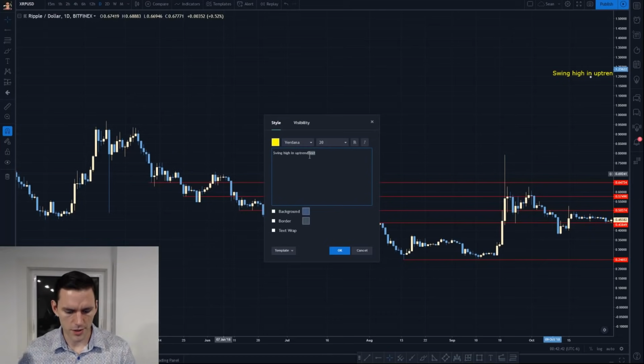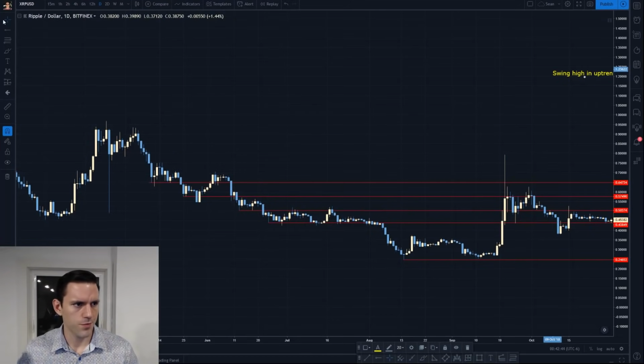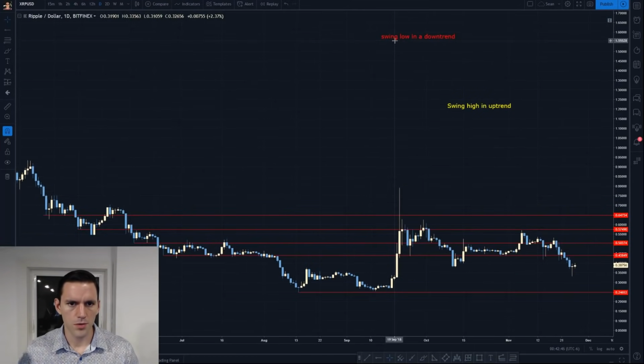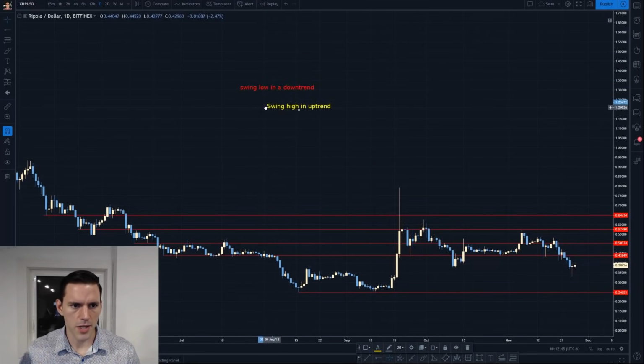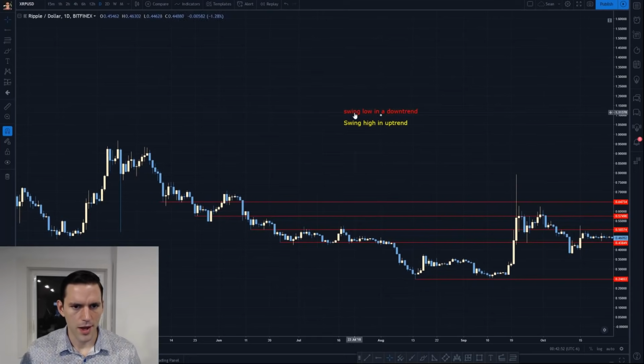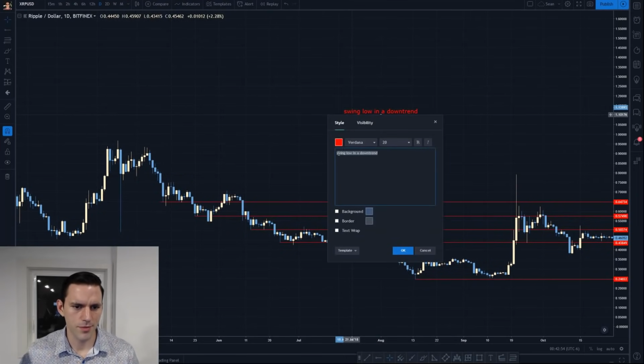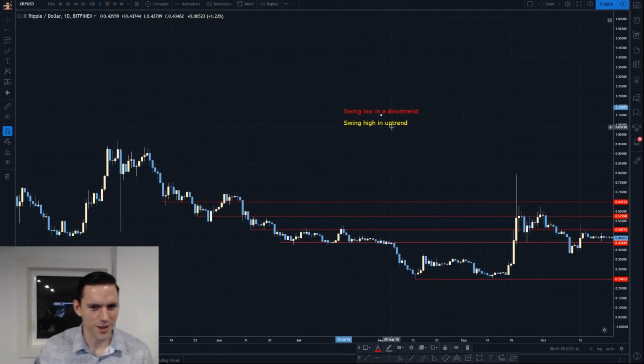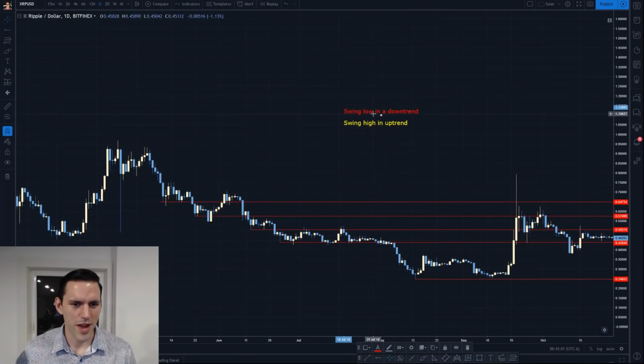Oh, still got the text in there. Swing high in uptrend. Okay. So we'll do this. We're gonna bring this in nice and tight. Right there. And that one doesn't have a cap. I'm too nitty to let that go by. Swing low in a downtrend red, swing high in an uptrend.